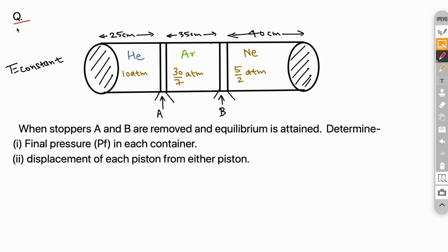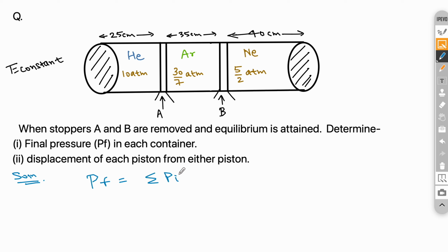Now we'll solve an interesting problem. Here we have two stoppers. Temperature is provided constant. Helium, argon and neon, three gases are provided with their pressure as well, and the lengths they are occupying here. When stoppers A and B are removed and equilibrium is attained, determine the final pressure in each container when both the stoppers have been removed, and the displacement of each piston from either piston. So pause this video and solve yourself.